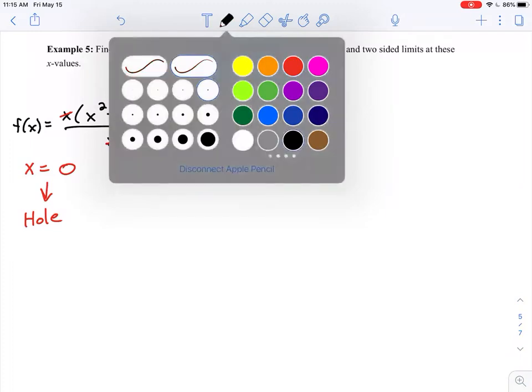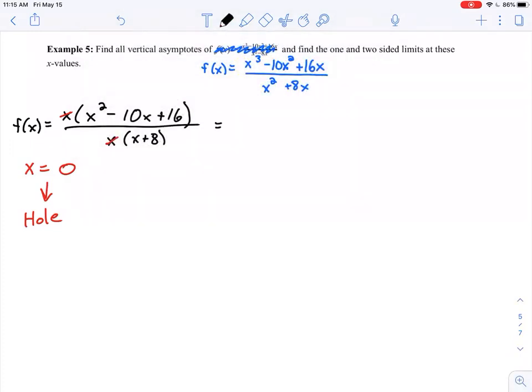In this case here, we can still factor this a little bit more. So I'm going to factor my numerator. I will have x minus 2 times x minus 8 divided by x plus 8. And again, you'd cancel any common factors that you can. In this case, we cannot. There's nothing we can do.